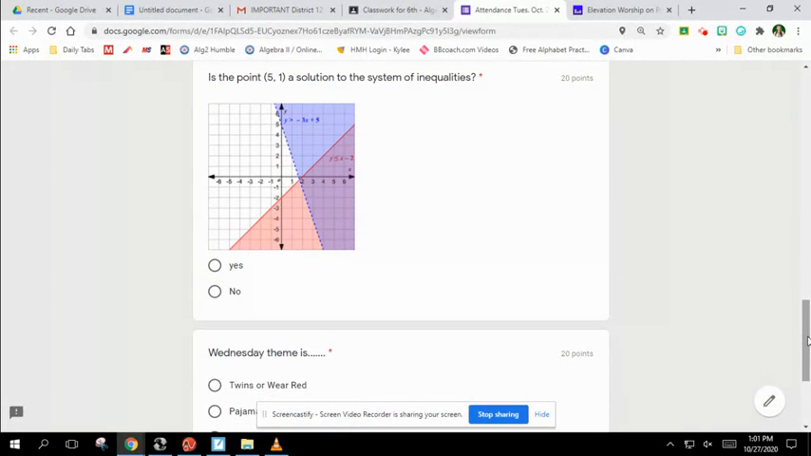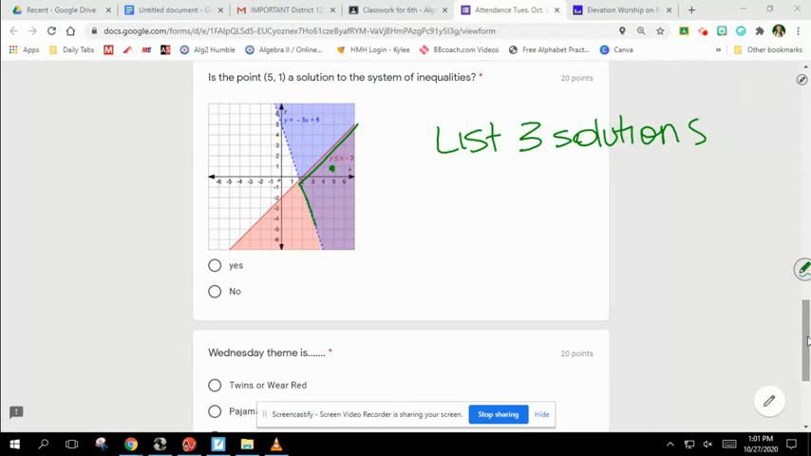Is the point 5,1 a solution? Yes. So 5,1 works. If I asked you to list 3 solutions, it would be any points that are in that double shaded region. So I could say 5, negative 3 is there. 6, 0 is there. 3, 0 is there. And any other points that you could list that are in that double shaded area.